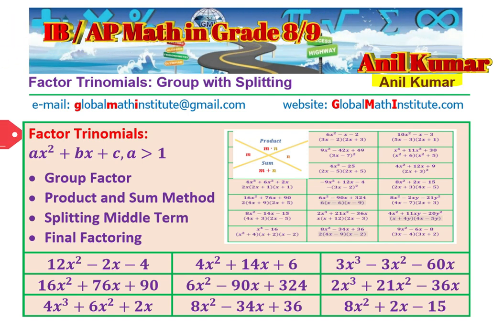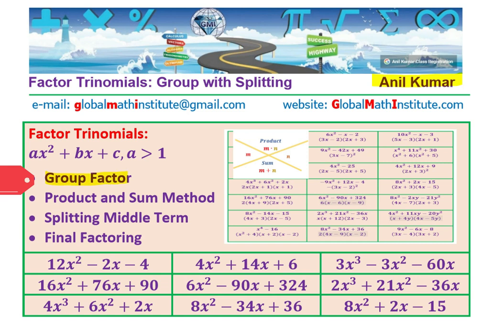All those who want to take up IB or AP level of courses in high school, for them, this series on factoring trinomials will be very beneficial. In this particular video, we'll discuss how to group factor the trinomial of the form ax squared plus bx plus c, where a is greater than 1. We are going to find two magic numbers which can help us factor using the product and sum method, and then we'll split the center term, and then finally factor the trinomial. Let us master this with 9 examples.